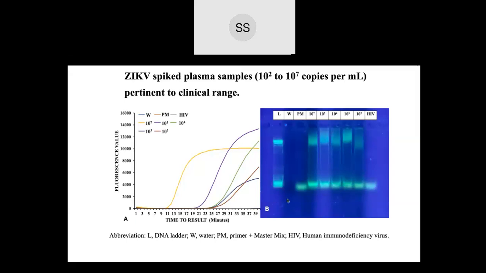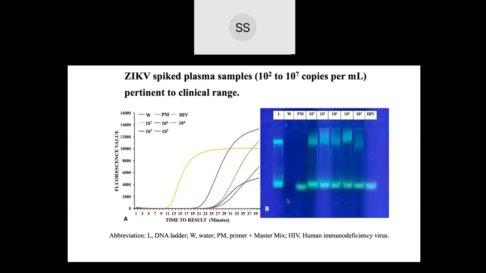This range is relevant to the actual range of the target present in a patient suffering from Zika. So we spiked the plasma sample with different concentrations, and we used the Dynabeads viral RNA kit to extract the target from the blood plasma sample. Once the target was eluted in the elution buffer, we used that elution buffer and carried out the LAMP reaction.